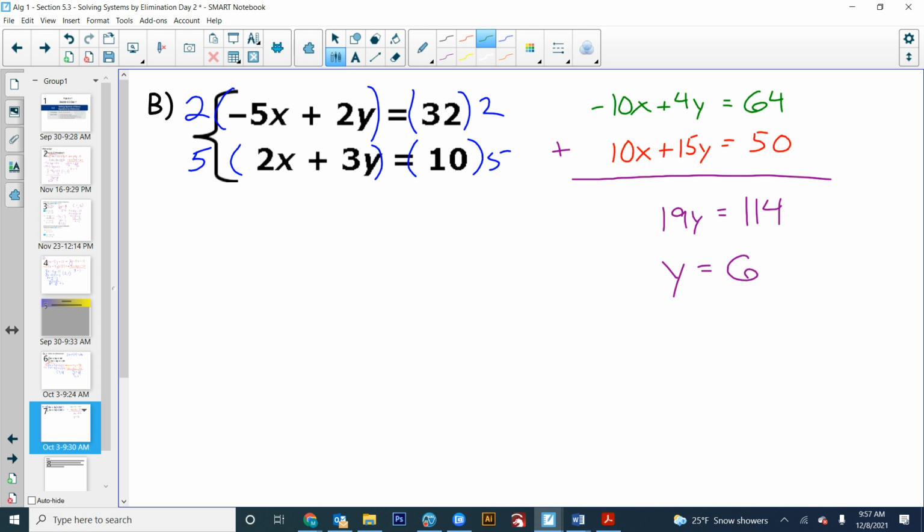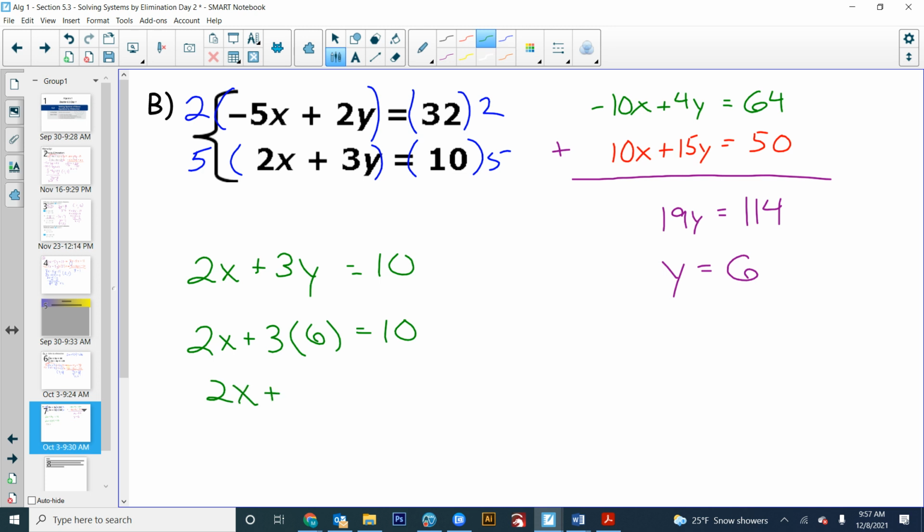What equation do you want to plug 6 into for y? The 2x plus 3y. The bottom one? Yeah. 2x plus 3y equals 10. Don't shortcut. Go ahead and write it out. Then plug it in, please. So 2x plus 3 times 6 equals 10. Ethan, help me out. 2x plus, what's 3 times 6? 18. Good.